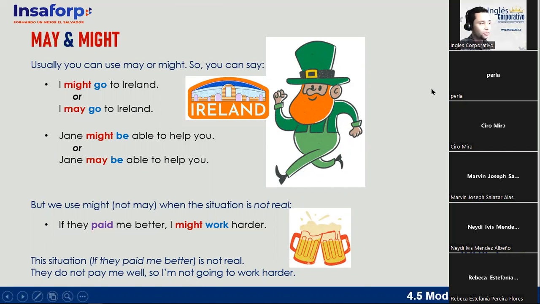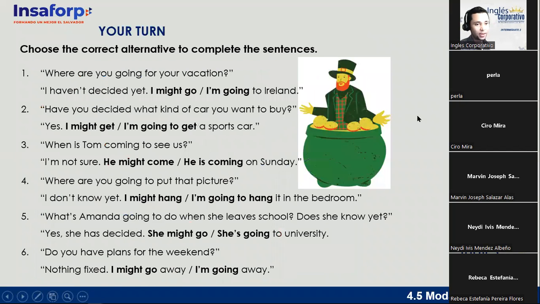Okay, so we're going to do the first exercise in the breakout rooms now. Take a look. Your turn. Choose the correct alternative to complete the sentences. I'm going to create the breakout rooms now. We have 13 people, so that means we can work in pairs. Okay, I'm going to create 6 groups.